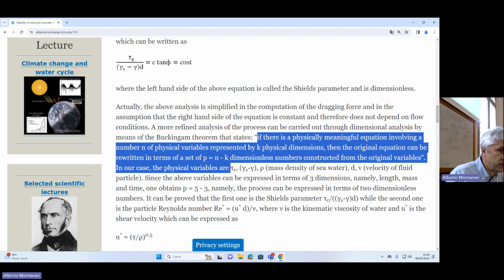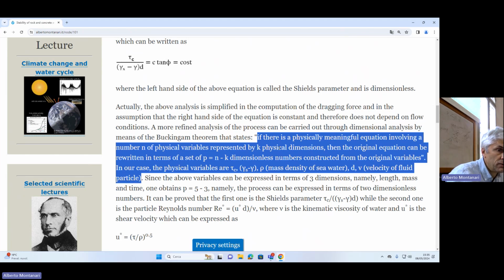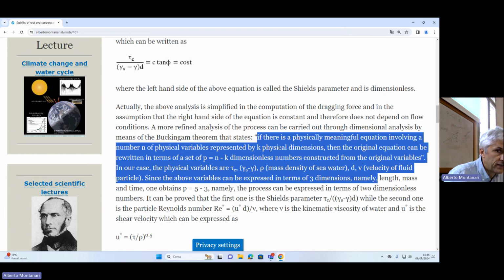So in our case, what are the physical variables? Tau c, gamma s minus gamma, rho, mass density of seawater, because you don't have to look only at the equation, you have to consider the general representation of it. D, the shape of the boulder, V, velocity of the fluid particle. So how many variables do we have? 5. So this is the first step of the application of the dimensional analysis. You have to identify what are the relevant variables in a relationship. Now, these variables can be expressed in terms of 3 dimensions: length, mass, and time.